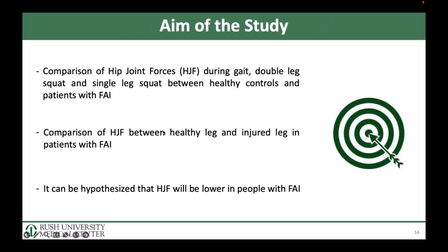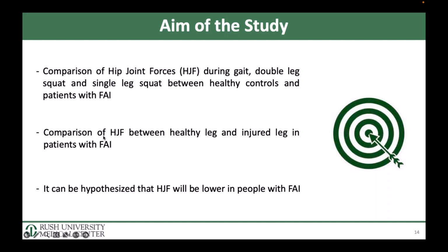Okay, so what's the aim of this study? The aim of this study is to compare hip joint forces during gait, double leg squat, and single leg squat between healthy controls and patients with FAI. Here I've just mentioned hip joint forces, but actually we analyzed different kinds of biomechanical variables. We also studied moments and angles in the 3 planes. I just wanted to focus on hip joint forces because the most important results of this investigation deal specifically with this biomechanical variable. But I will also present some other findings, specifically in terms of hip joint angles.